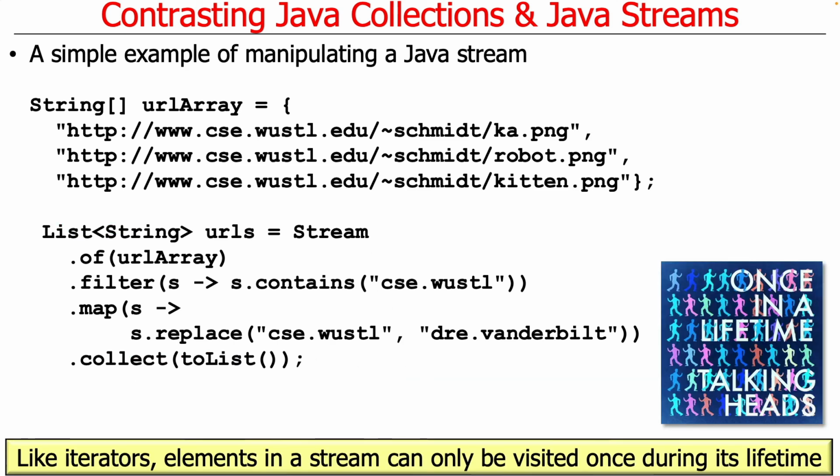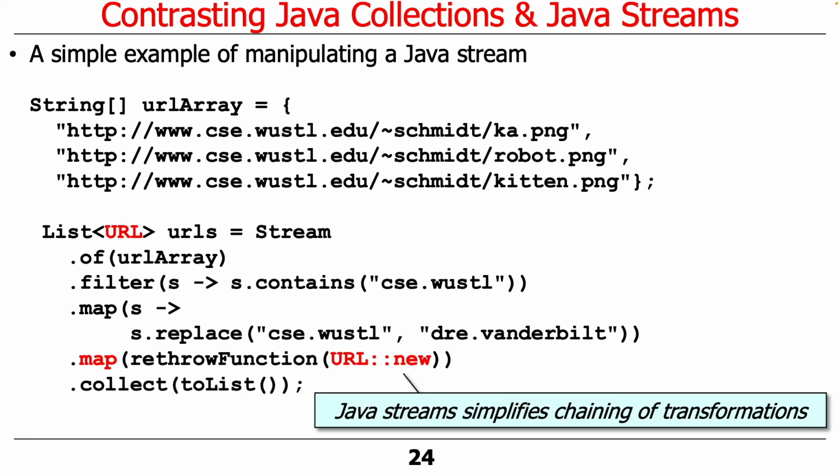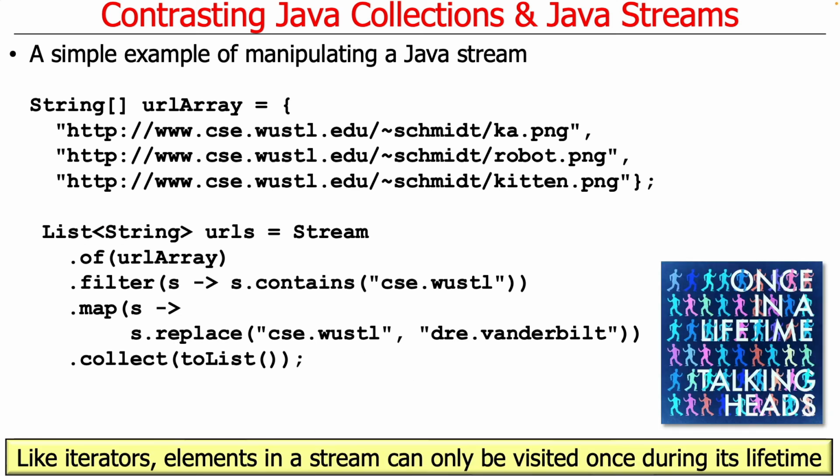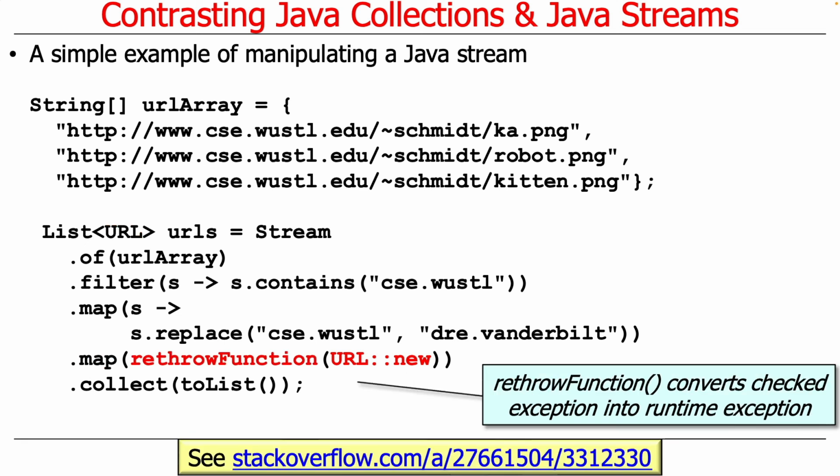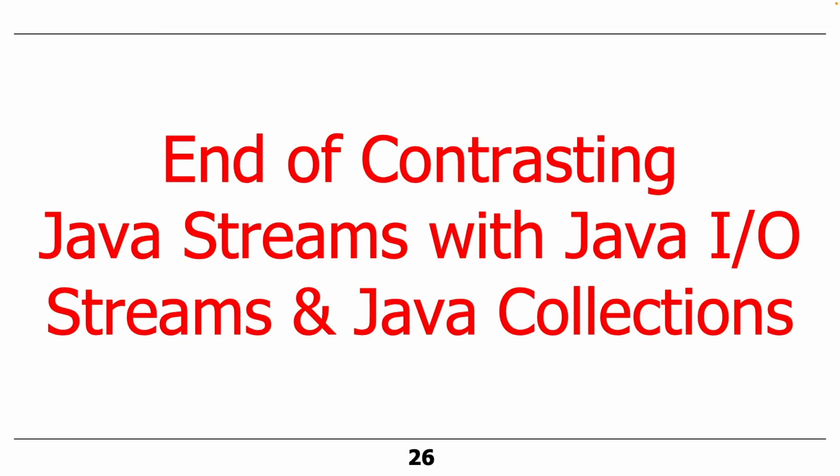Like iterators, elements in a stream can only be visited once in the lifetime of the stream. Streams also simplify the chaining of transformations. You can notice here that we can go from having a list of strings to a list of URLs by just adding in another map operation that converts the string into a URL. So that makes it a little bit easier. And we won't talk about this in detail now. We'll cover it later. There's a cool little exception laundering adapter called rethrowFunction, which you can read about at this link, and I usually use it in my programs to avoid having to deal with silly checked exceptions, which are ugly. OK, so that's the end of the overview comparing streams with IO streams and collections.